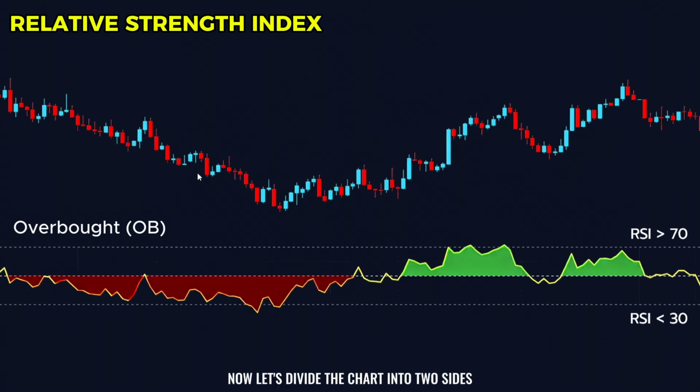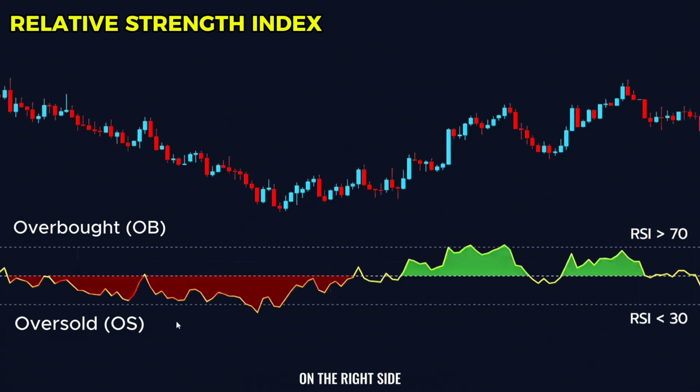Now, let's divide the chart into 2 sides. On the left side, you'll notice that the RSI stays below 50 most of the time. If you look at the price, you'll see that the market is in a downtrend. In other words, the market is weak. On the right side, you'll notice that the RSI stays above 50 most of the time. If you look at the price, you'll see that the market is in an uptrend. In other words, the market is strong.